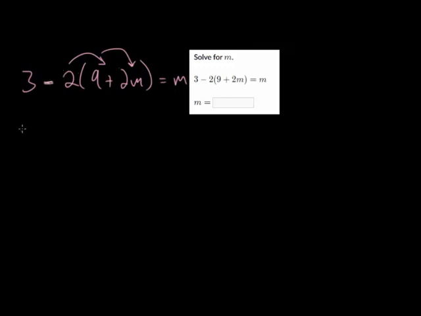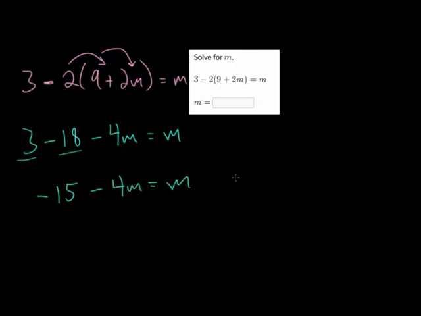So when we do that, we get 3, and then -2 times 9 would be -18. -2 times +2m would be -4m, and this equals m. Now we can combine like terms. These are both just numbers. 3 minus 18 would be -15. I'll just rewrite the rest of it.